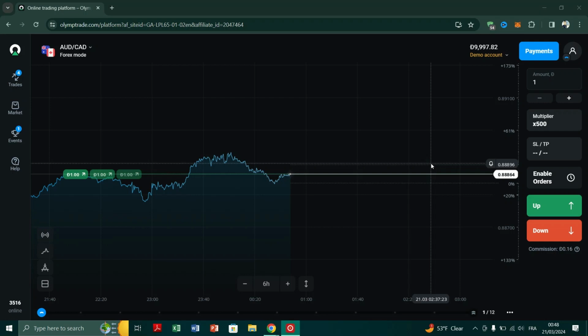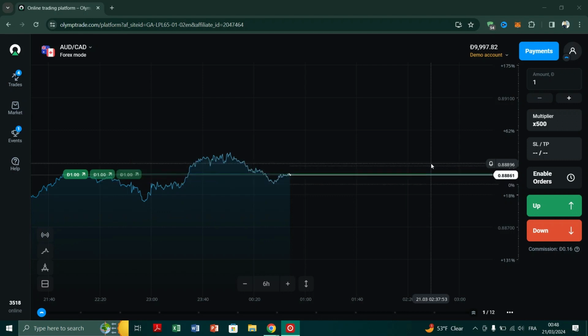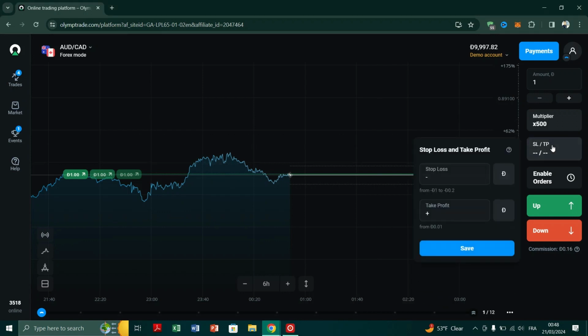In this video, I am going to show you how to avoid trading limits on Olymp Trade. Trading within certain limits can restrict your ability to capitalize on market opportunities. To ensure seamless trading and maximize your potential, follow these guidelines to avoid encountering limits on your account.